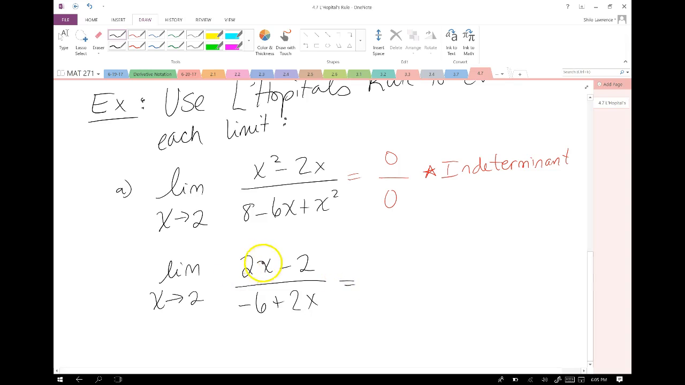So if we plug 2 into the top, 2 times 2 is 4. 4 minus 2 is 2. If I plug 2 into the bottom, I get negative 6 plus 2 times 2. So negative 6 plus 4 is negative 2. 2 divided by negative 2 is negative 1. And it's that simple for the fractions. If you get an indeterminate form, we can take the derivative of each piece and try again.